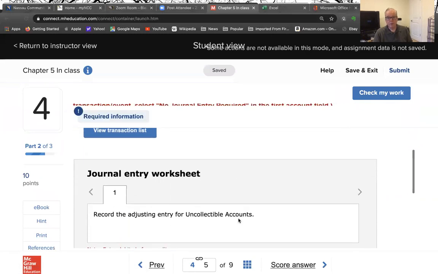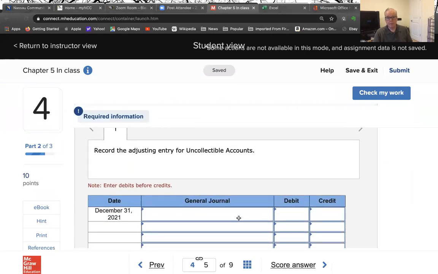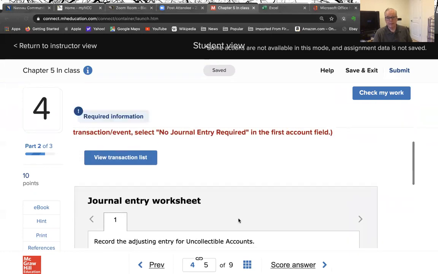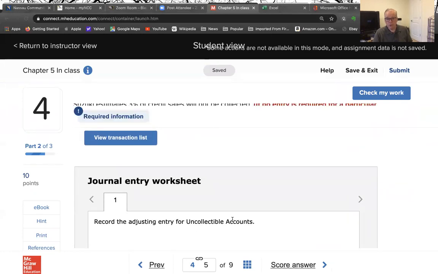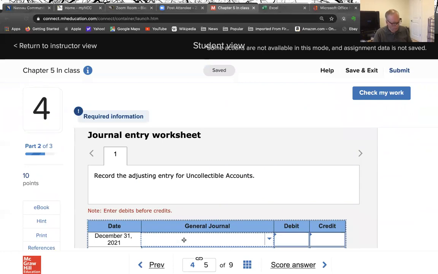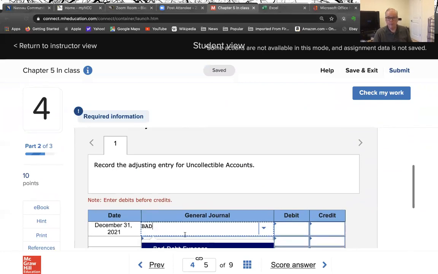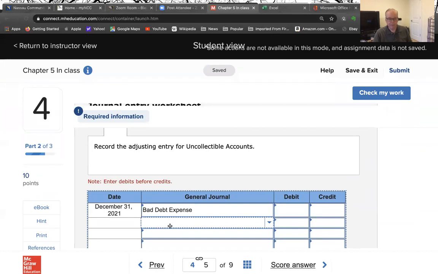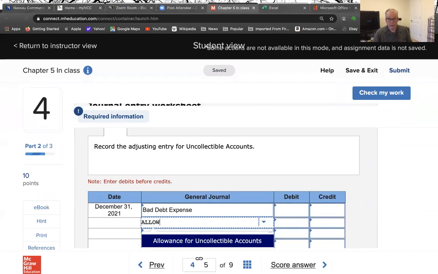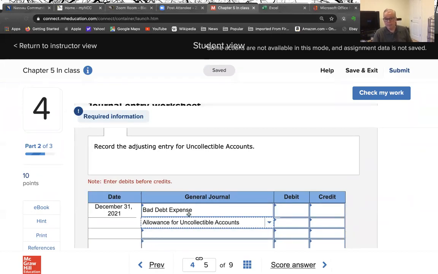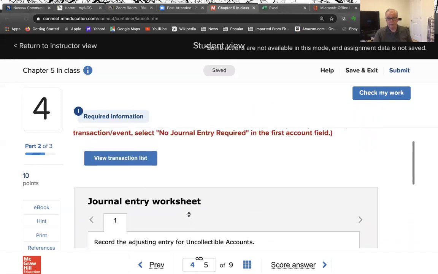All right, now here's part two of the problem. Look what it says. Record the adjusting entry for uncollectible accounts. So I already know it's going to be a debit for that and a credit for that, right? I already know that. Now I got to work the numbers out.